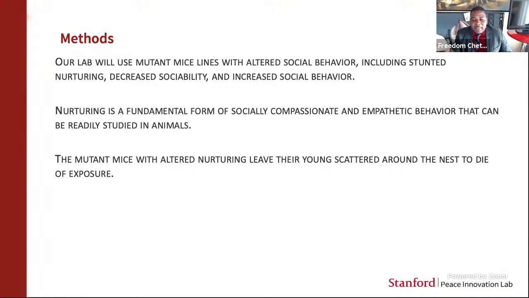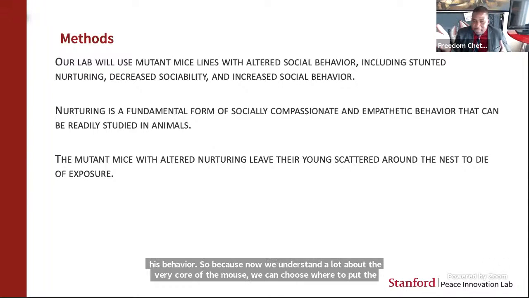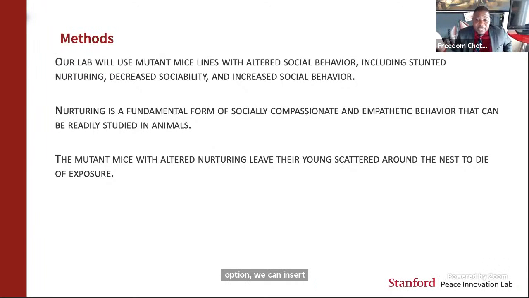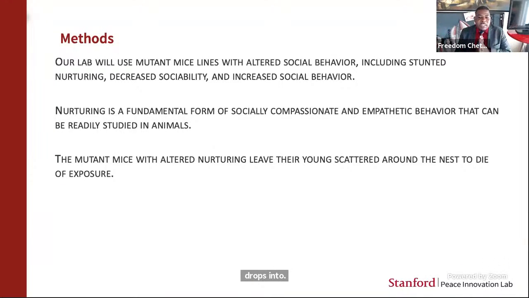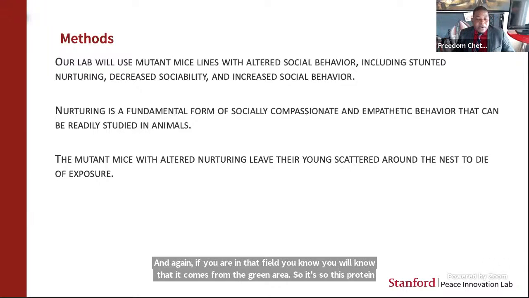And the most popular opsin that we've been focusing on is the ChR2, or the channelrhodopsin-2. And again, if you are in that field, you would know that it comes from the green algae. So this protein is actually activated by blue light, which means that it only works when blue light shines on it, and it doesn't respond to any types of light. So when we have this protein ChR2 in the neurons, it means that the neuron can be turned on with blue light, and it can be on for as long as the blue light is shining on them. And so what this does is it gives us precise control over the timing of the neuron's activity.